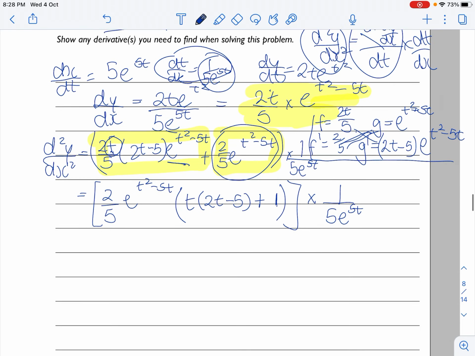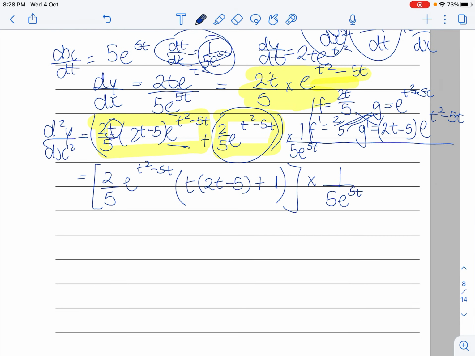Okay, that's dt by dx. So what I'm going to do is just combine that bit with that bit there. Okay, so we've got 2 over 25. This e bit's on the bottom line, so we can just subtract it.